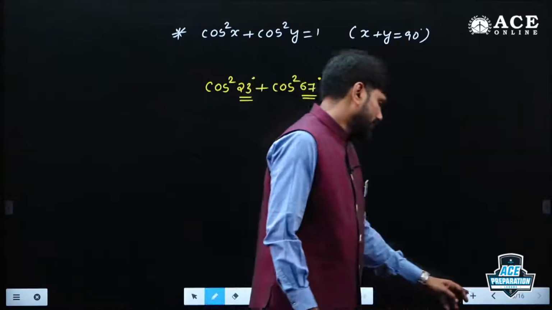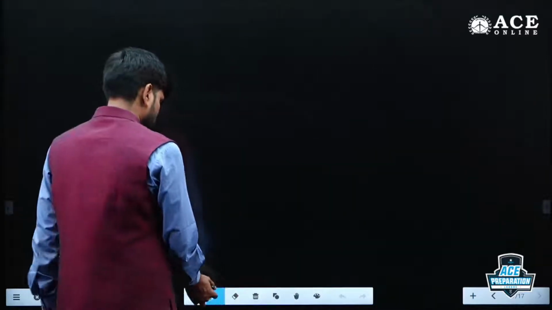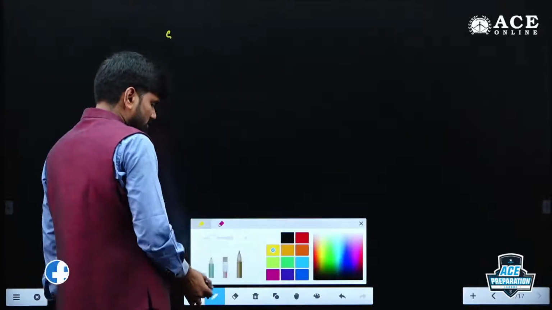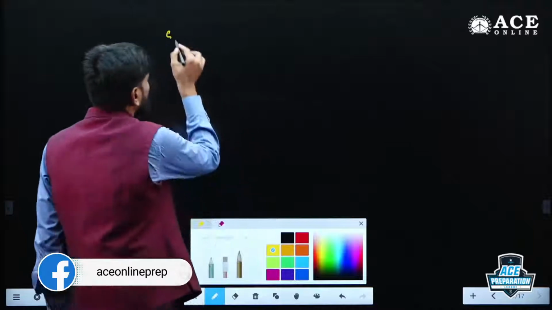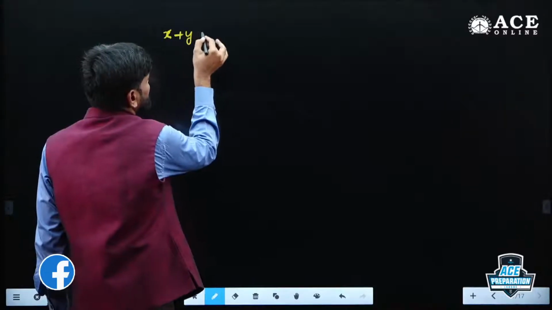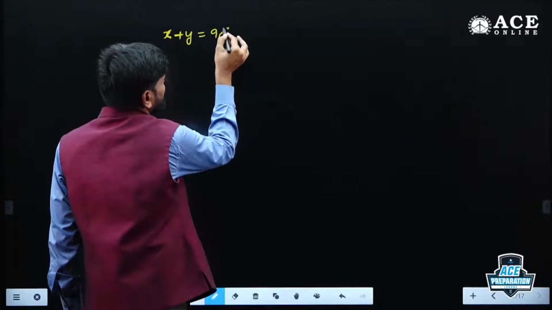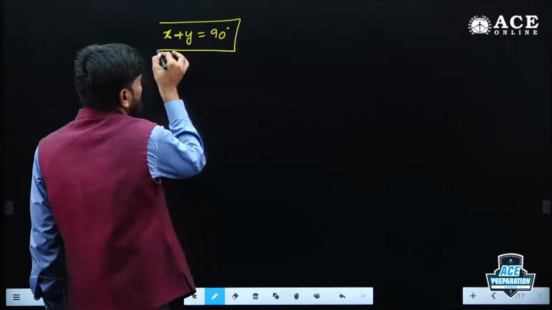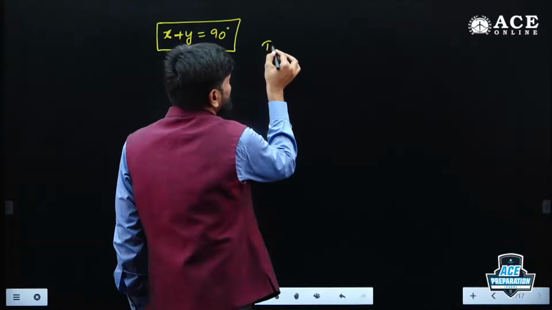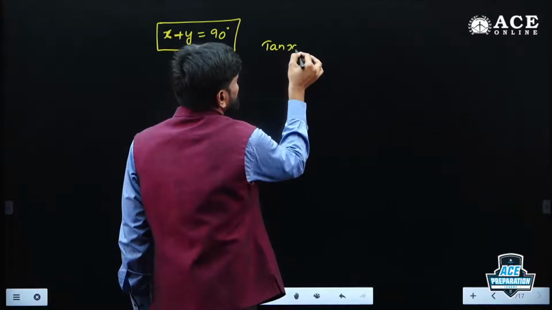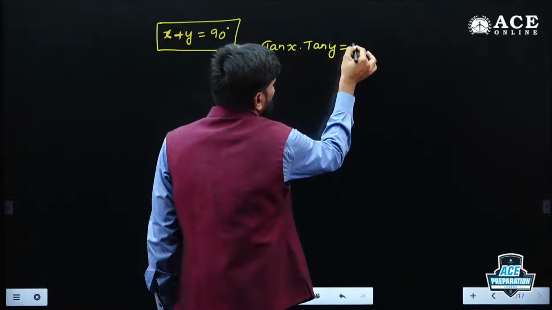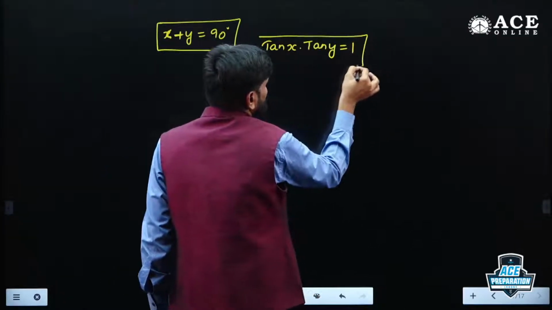Next thing that you have to know related to complementary angles is, when x plus y together is equal to 90 degrees, we can say that tan x into tan y is equal to 1. This is another thing that you should know.